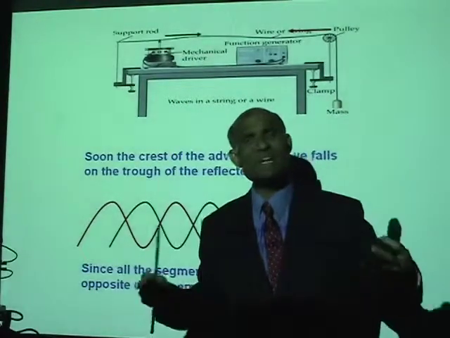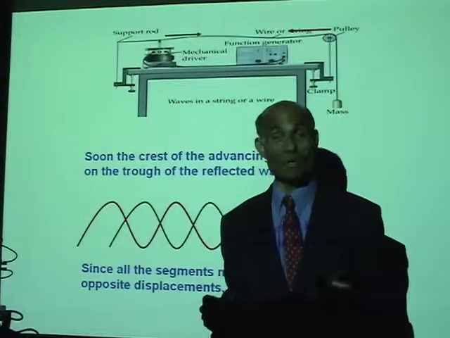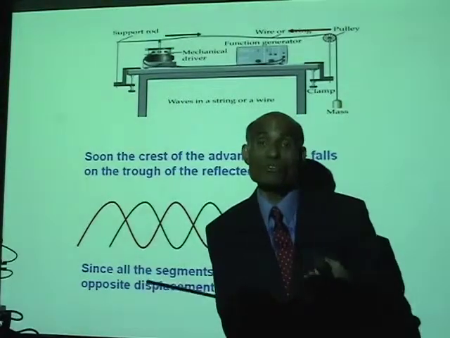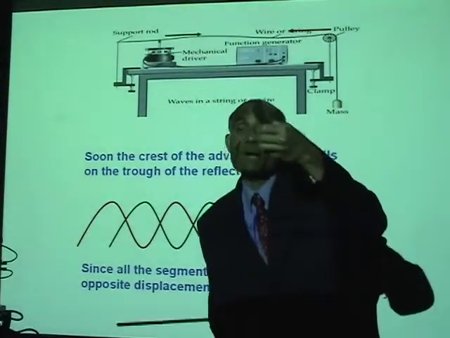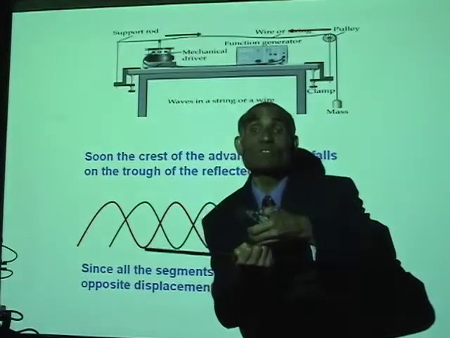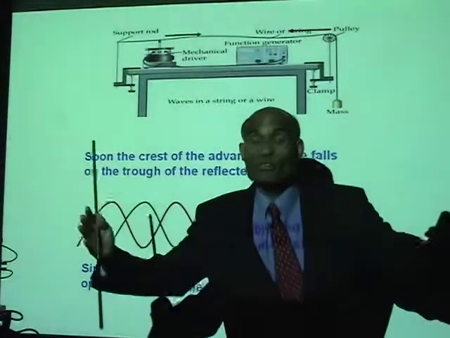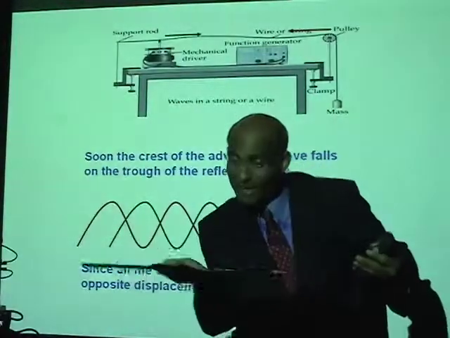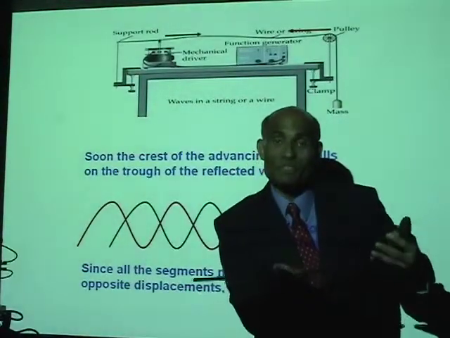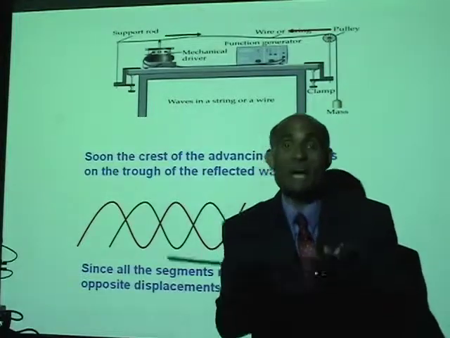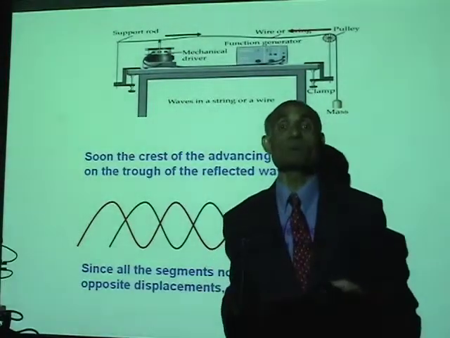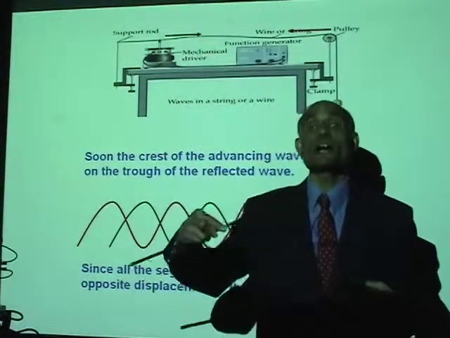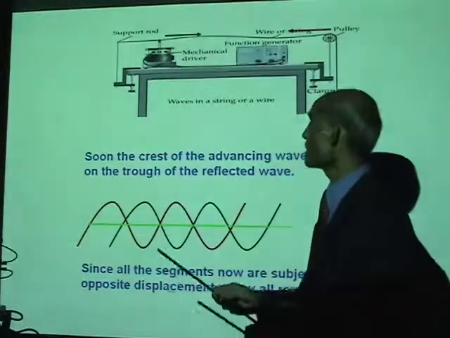Why do we call them stationary waves? Well, because the string segments simply vibrate with maximum and minimum displacement, and that is not advancing. What is advancing are the advancing wave and the reflected wave. But the stationary waves simply have maximum and minimum displacements appearing and disappearing at equal intervals of time.